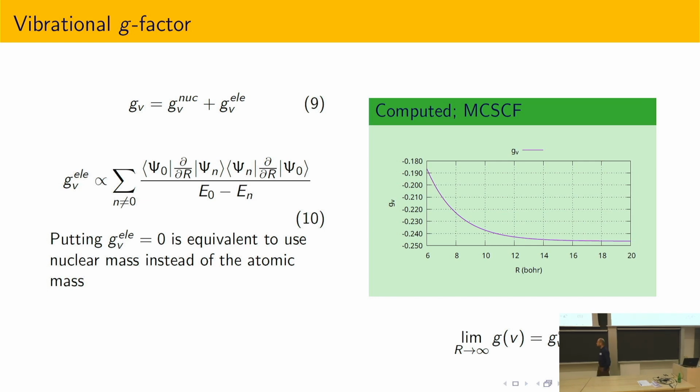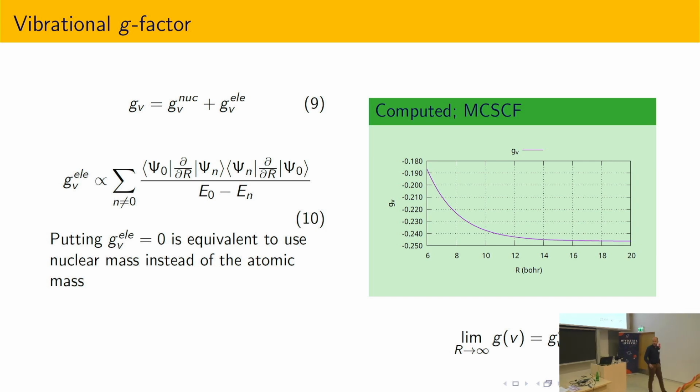A few words about it. The vibrational G factor is a sum of two components. One is what we call the nuclear G factor, this one. If we assume that our G factor is just the same as the nuclear G factor, it means that we use nuclear masses instead of atomic masses. And then we have the second contribution, which is the electronic contribution. This contribution contains the coupling between all other electronic states.